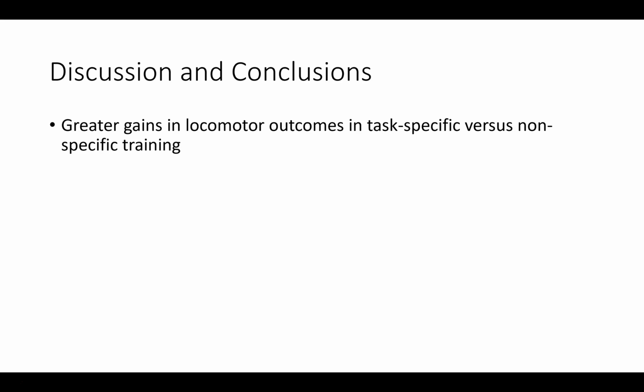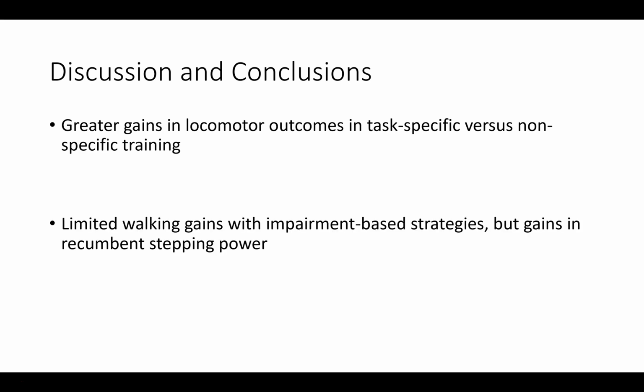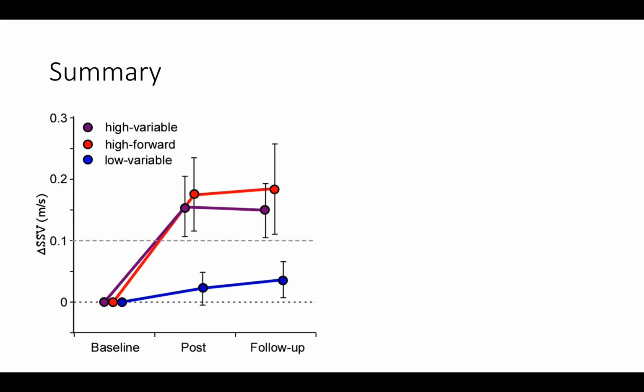So take homes from this study, we saw greater gains in walking outcomes when you practice walking as opposed to practicing something else. We saw limited walking gains when you do those impairment-based strategies, but you got better at what you practiced, which was the new step. So it's important to keep that in mind, that it's not just working hard, it's what you do.